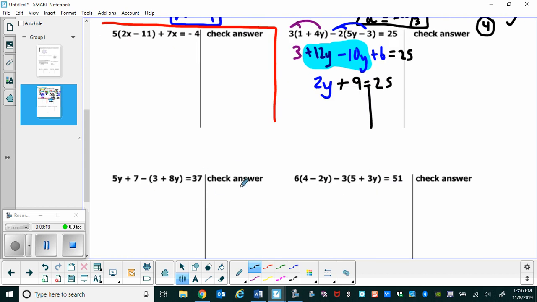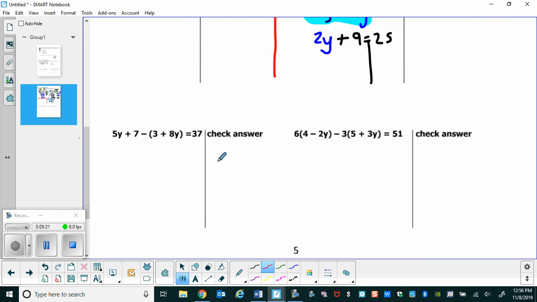There's a couple problems here for you to try on your own. Be very mindful for this next to last one, folks, that there is a negative 1 here that gets distributed. So that would be a minus 3 and then a minus 8y. And then what you would bring down from in front would be the 5y plus 7. And it's minus the 3 and then minus the 8y. And then, of course, that would equal the 37.